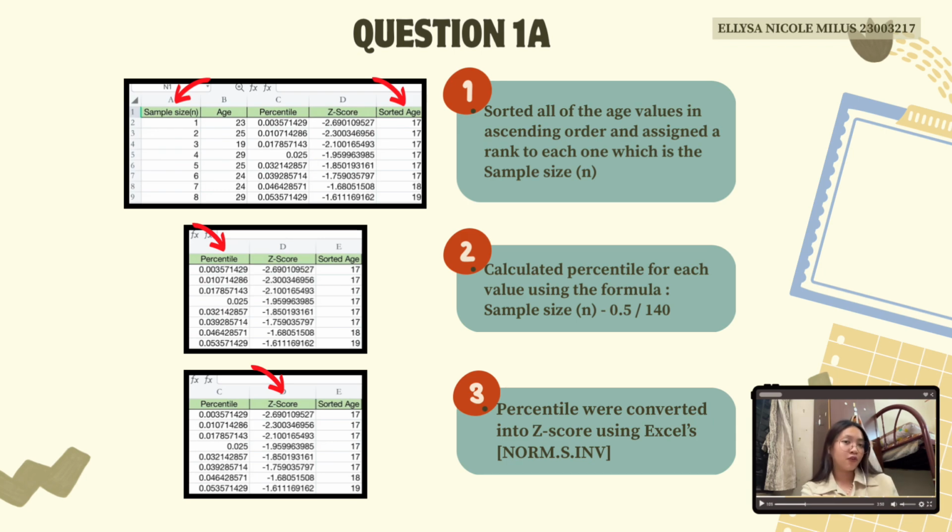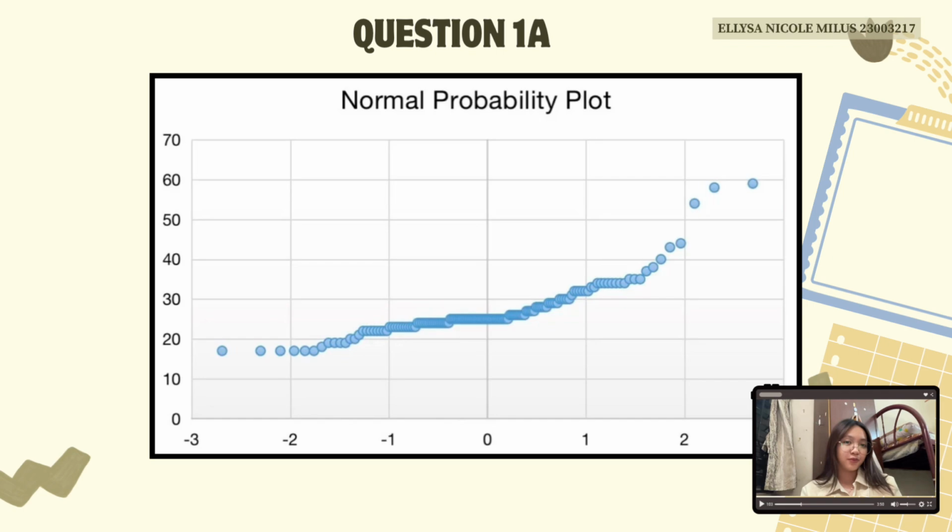I calculated the percentile for each value using the formula n minus 0.5 divided by the total number of respondents. This percentile was converted into z-score using the Excel norm.s.inv function, or if doing it manually, we can subtract the mean of the dataset from the individual data value and then divide the result by the standard deviation, which gave the expected values under a normal distribution. Then I plotted the z-score on the x-axis and the actual sorted age value on the y-axis to create a scatter plot.